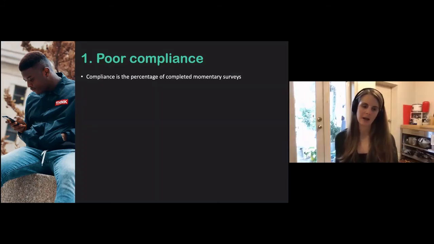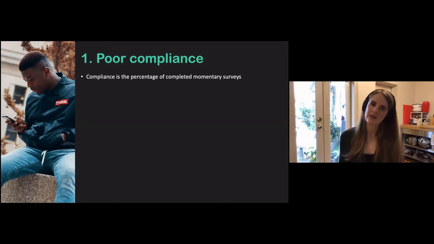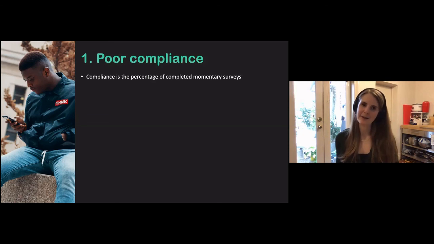So on ESM, we might send people 70 surveys across a week, so 10 a day, and then we would measure how many of those surveys they did. And if they did 70 of them, they would have 100% compliance. Of course, it's pretty rare to get 100% compliance, and most studies sort of report between about 70 and 90% compliance.